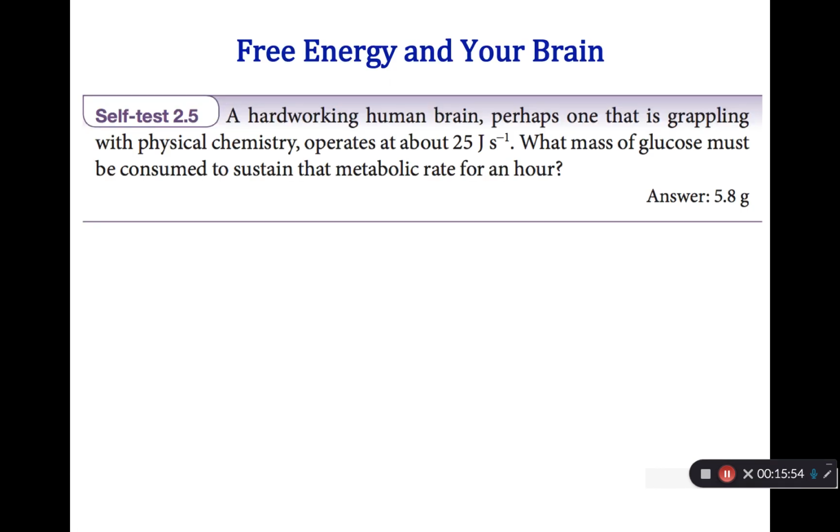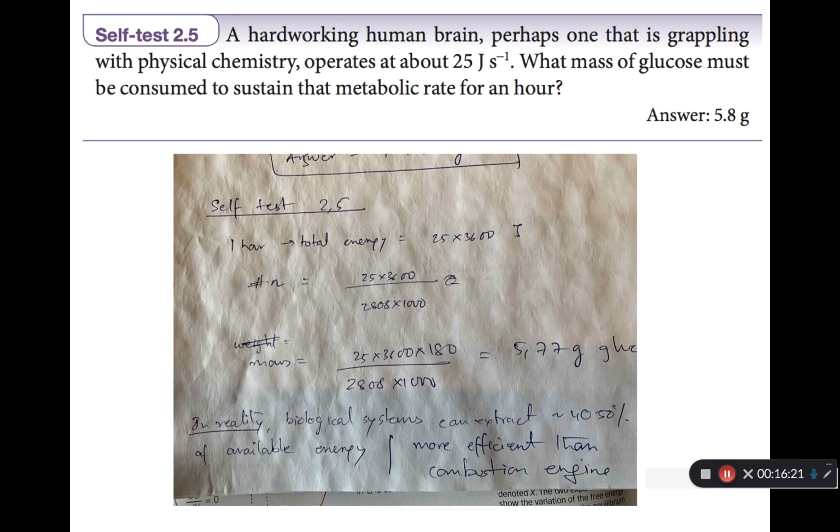Here's another example. A hard-working human brain such as yours, which is grappling with this annoying physical chemistry course, is operating at about 25 joules per second. So this is the amount of energy it is consuming. So what amount of glucose must you consume? How much must you eat before a physical chemistry class so that your mind can stay active? The answer is 5.8 grams, and here is the solution.